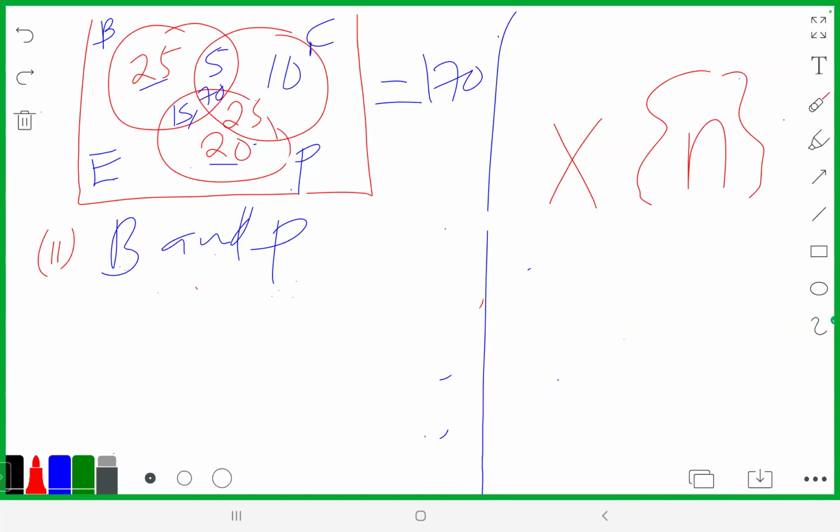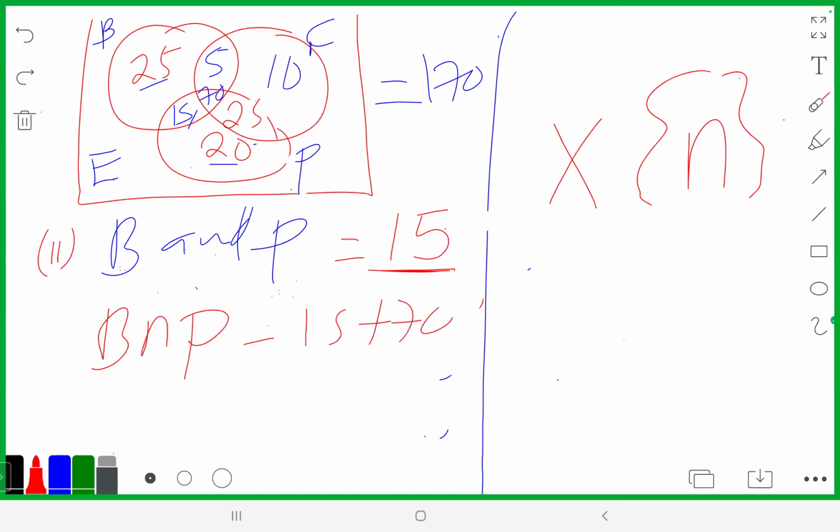What number is that? 15. You know what intersection means? Intersection means in between. So the answer is 15, for B intersection P intersection C complement, meaning where there are no elements in C. Now, pay attention. If the question was just asking for B intersection P, the answer would have been 15 plus 70. Is that clear? For B intersection P only. But this is B intersection P intersection C complement. That's what it means when they say not in C, meaning we are removing what is in C. So that's why we just ended on 15. Is that clear so far?